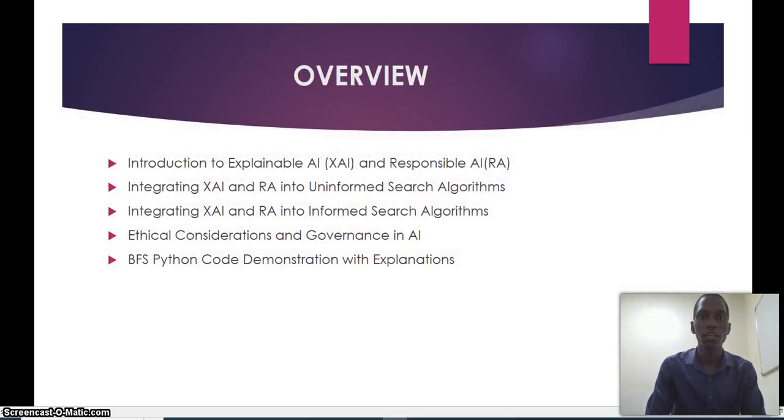Okay, here is a quick overview of what I will be covering today. I will begin with an introduction to explainable AI and responsible AI. Then I will dive into how these concepts can be applied to uninformed search algorithms like BFS and DFS. After that, we will discuss their application in informed search algorithms like A star. Finally, I will show some Python code of how this can be implemented.